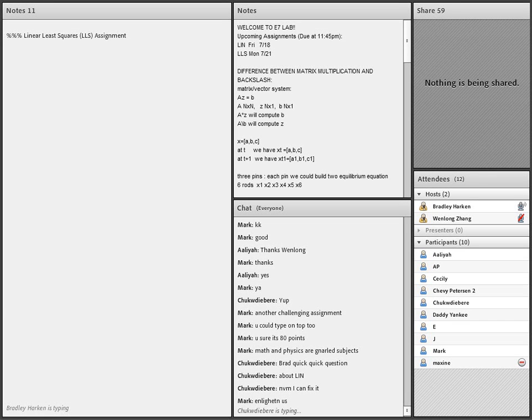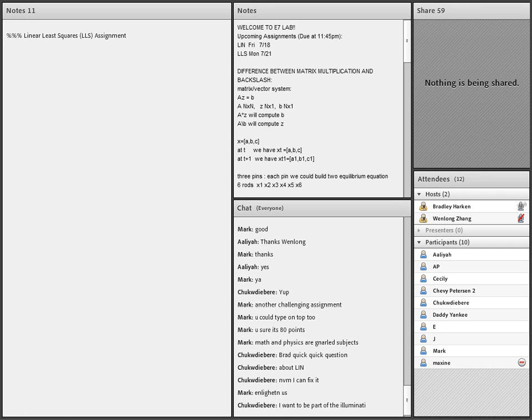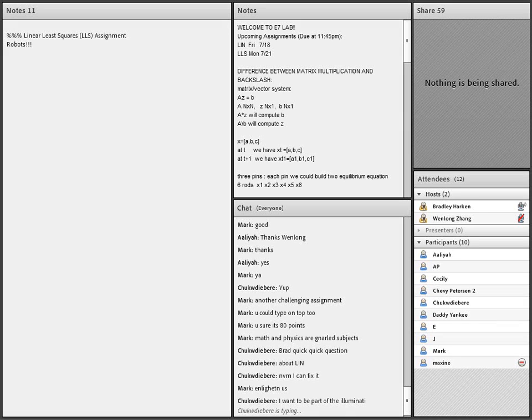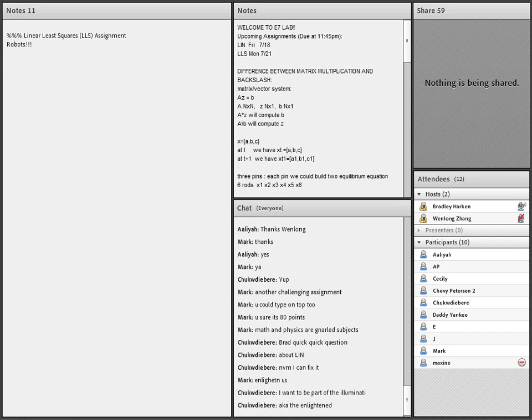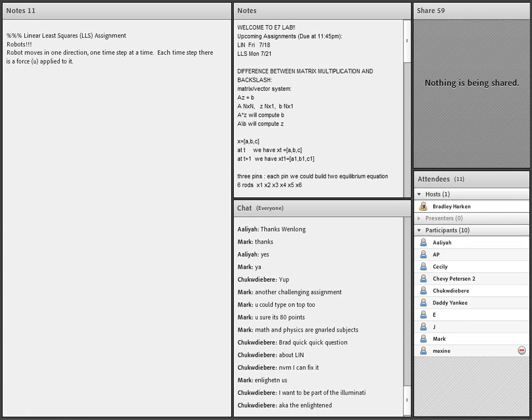So this assignment is putting you in the shoes of someone who works with robots, which is cool. And you're trying to program a robot to move back and forth the way you want it to. So you have a robot that can move in one direction, so along, say, the x-axis, or whichever your favorite axis is, it moves along that axis only in directions forward and backwards. And it moves one time step at a time.